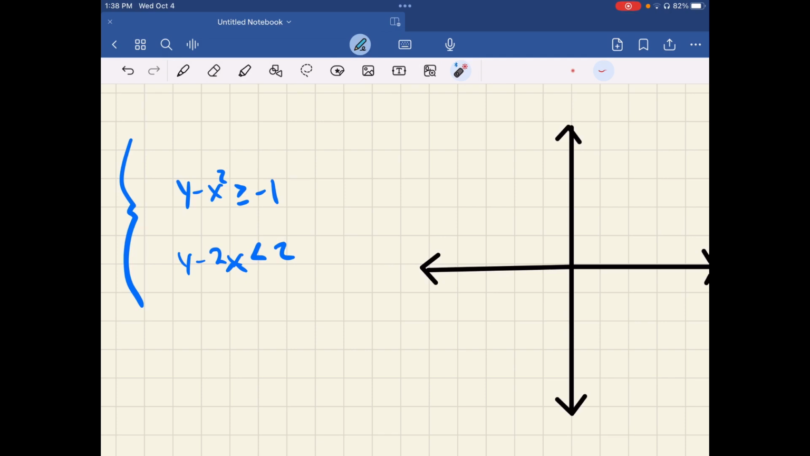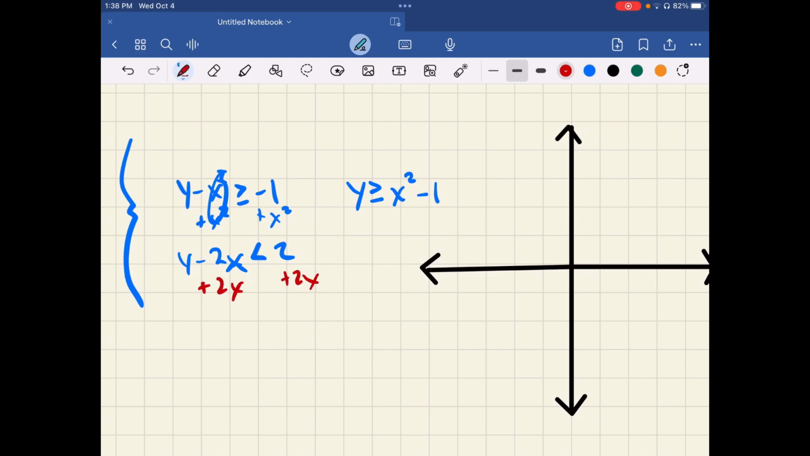All right, now that you had a chance to try it on your own, we're going to do the same thing. We're going to take both of these, and we're going to try to graph them. And to do that, I have to get the y by itself. So the first thing I'm going to do is add x to each side. That becomes a 0. And now I've got y is bigger than or equal to x squared minus 1. And on the next one, I add 2x, that's a 0, and I have y is less than 2x plus 2.